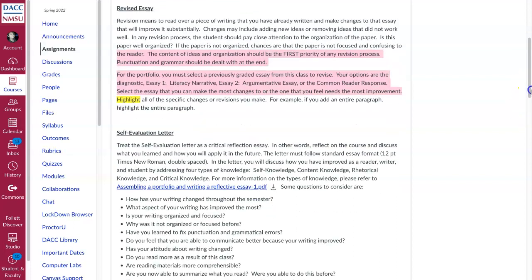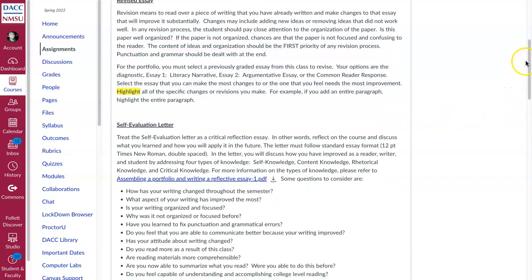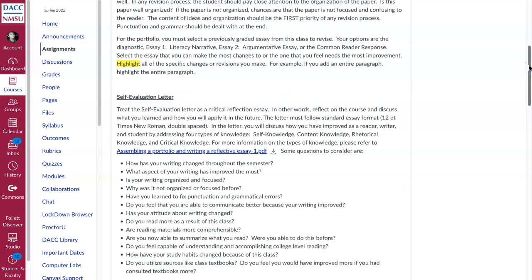The second component is the self-evaluation letter. For this letter, basically what you are doing is reflecting on the semester. So this is what we call a critical reflection essay. And you're going to reflect on the course, what you've learned, the content we covered, your writing process, your reading process, and you're going to look at your strengths and weaknesses, and talk about how you've evolved, what you've learned, if you think you're ready to move on to English 1110, all of those things.